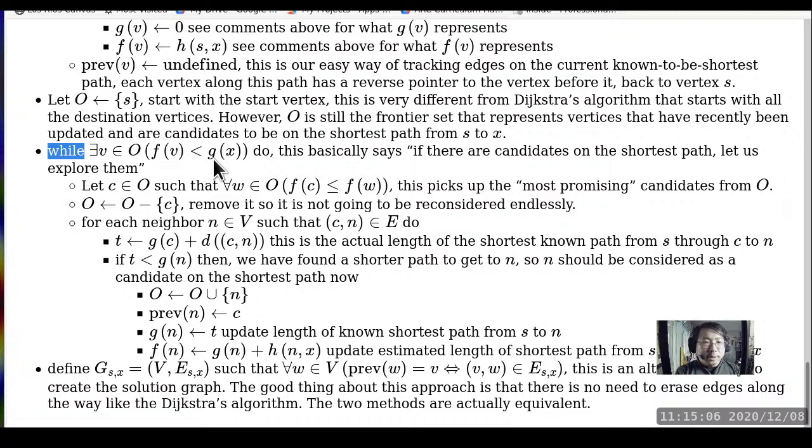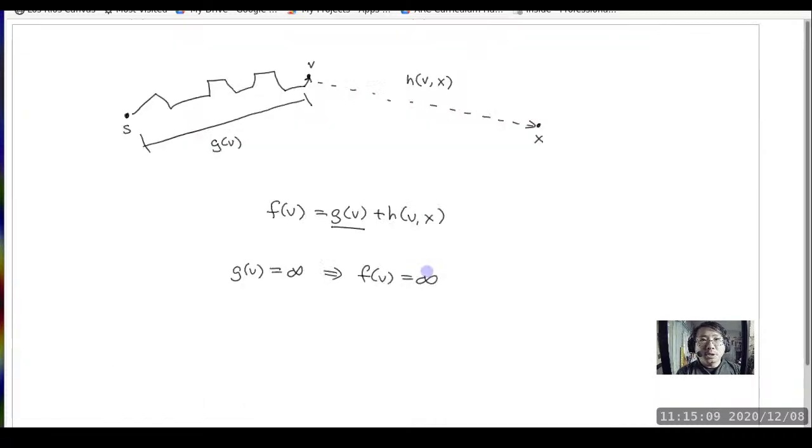Well, let's go back to the graph picture that I have shown earlier. F of v is g of v plus h of vx, okay? And g of v is the length of the currently known shortest path from the starting point to v, which is represented by this thing over here. So that means f of v is just g of v plus h of vx. H of vx is an estimate, and it's guaranteed not to overestimate.